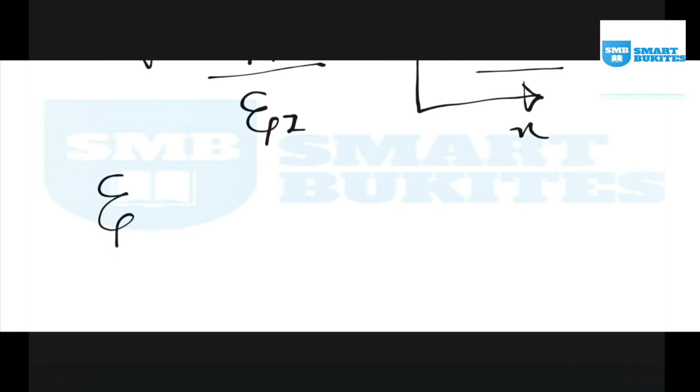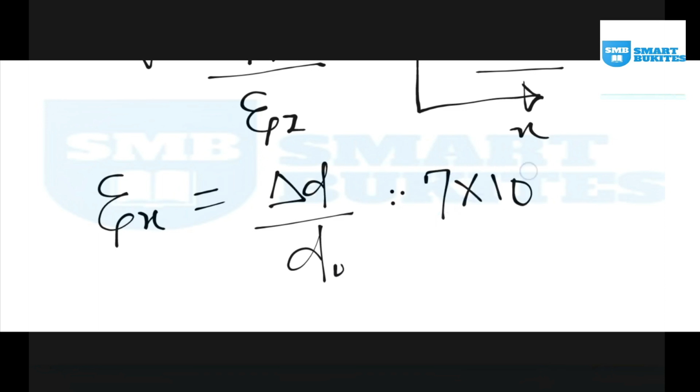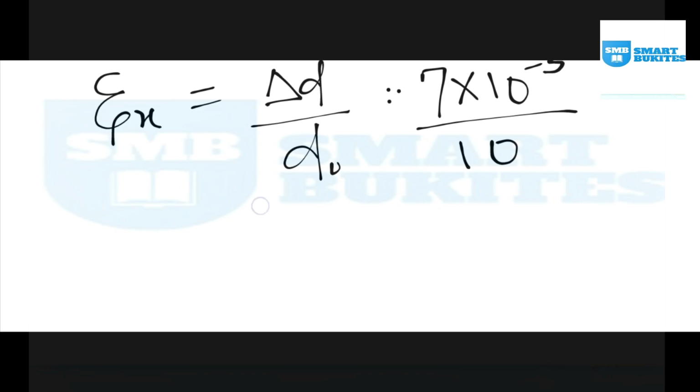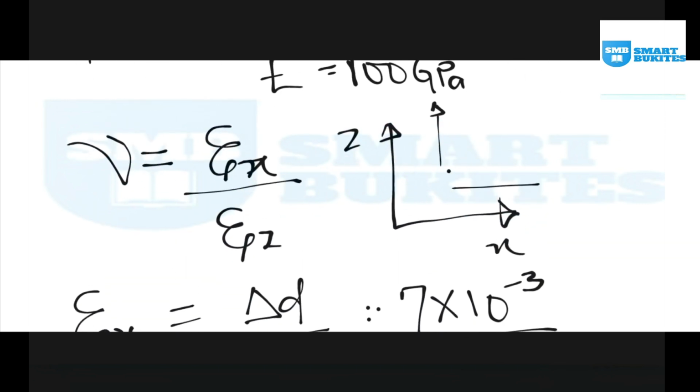For the strain resulting from the change in diameter, we can say it's the change in diameter over the original diameter d0 or d. We have both from the question, where this is 7 times 10 to the power of minus 3 millimeters over the original diameter, which is 10 millimeters. Also, the millimeters will cancel out. Therefore, the strain is going to be 7 times 10 to the power of negative 4. To solve our Poisson's ratio, we have Ex now.